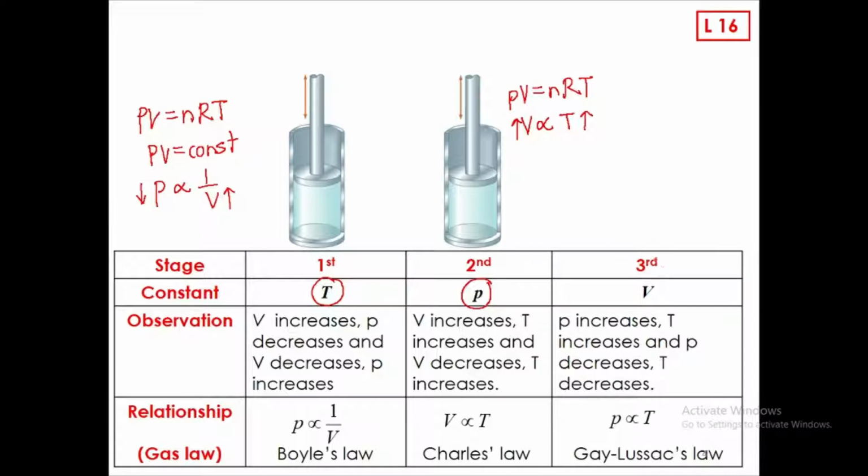And then the third one is if volume is constant. So PV equal to nRT. Okay, so we know V and nR are constant, so P equal to nRT over V, where this is constant. So P is directly proportional to T. If the temperature of the container is increasing, the pressure of this container also increases, or vice versa. So this can be related to Gay-Lussac's law.